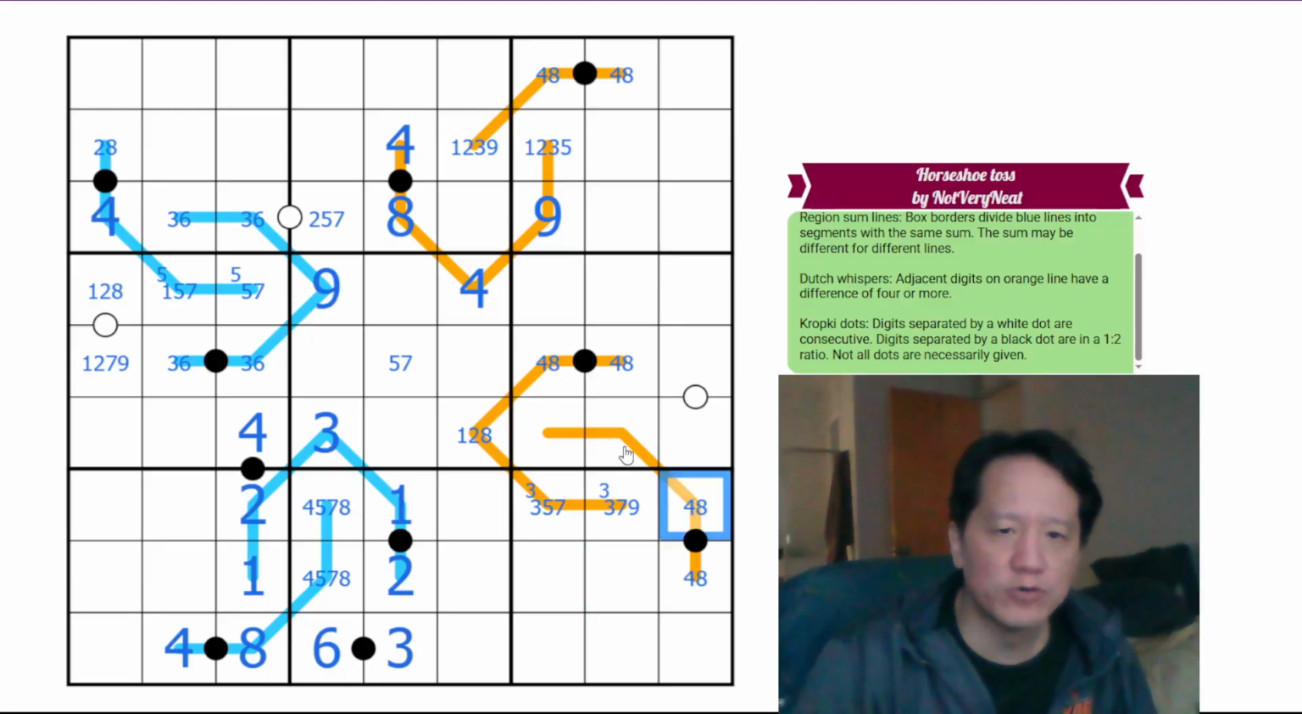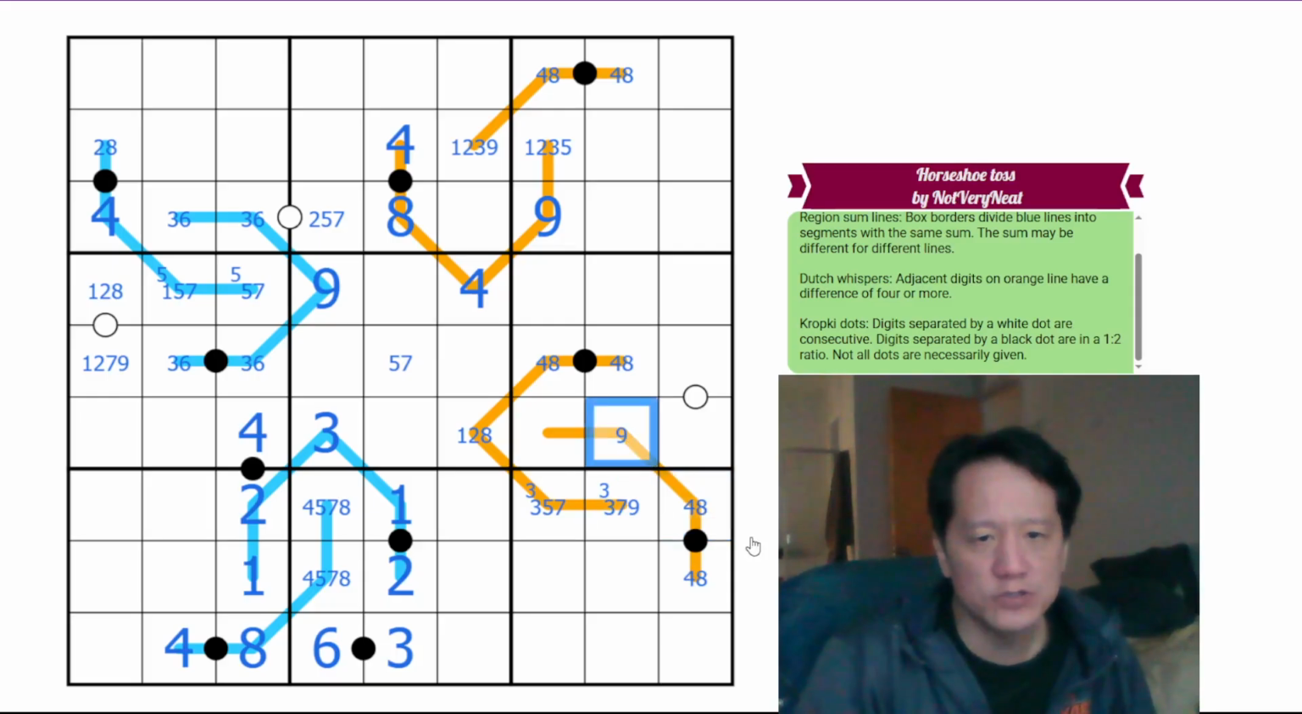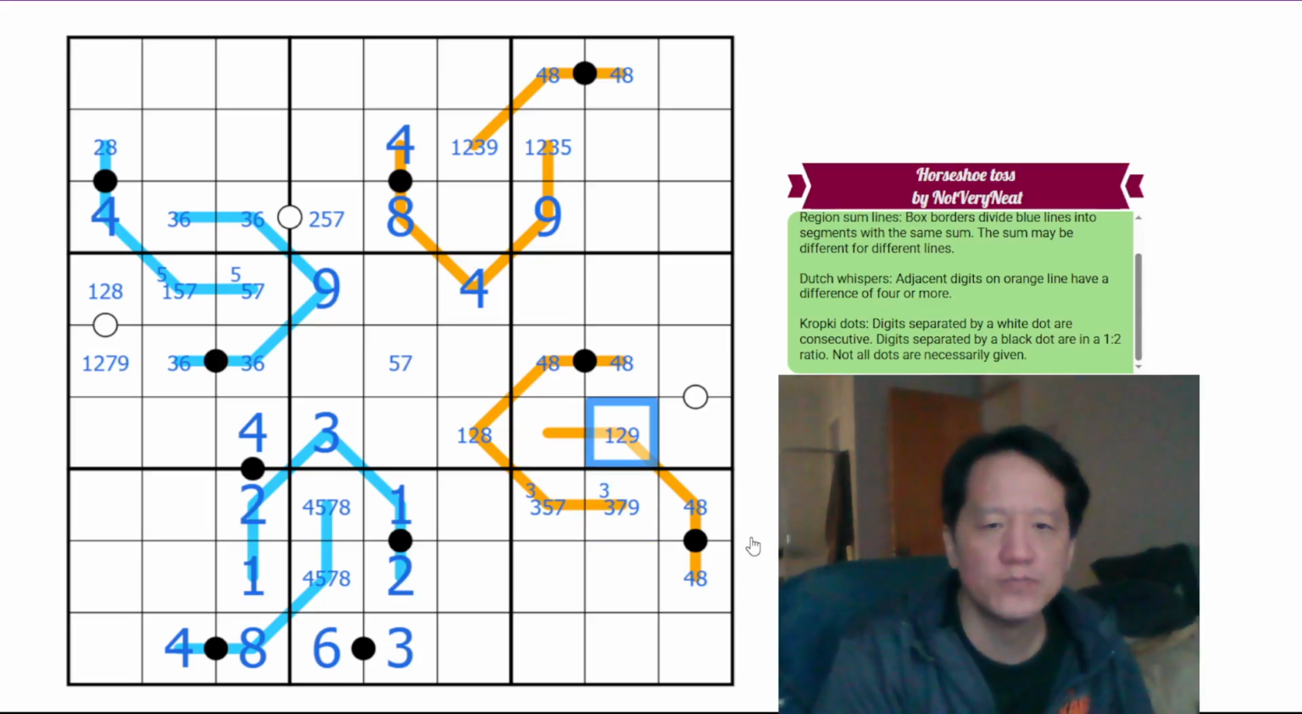4 being here would force this to be 9, because it cannot be 8 here, and 4 can only be next to 8 or 9 on a whisper 4 line. 8 could be with 1, 2 here. So if this were 1, 2... Okay, so this can't be... This has to be consecutive.